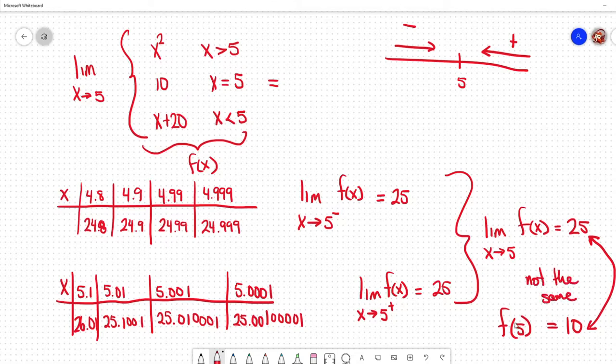This is a perfect example of showing you that the limit is not necessarily going to be the same as the function value. We are looking at what the function is approaching. So again, the key concept to keep in mind is that the limit is what we are approaching, not what it is going to equal. It is not the function value. It is what the function value is approaching.